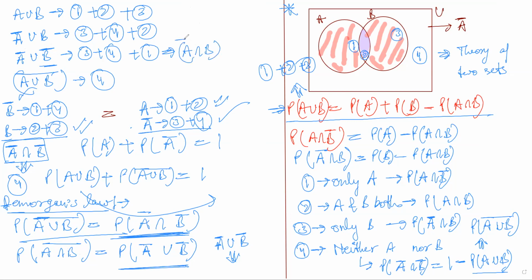A intersection B whole complement. So this whole complement basically means that first find A intersection B, which is 2, and then do not take 2. Take all the portions other than 2, which is 1, 3, and 4. Again, find out A intersection B and take the whole complement. A intersection B is 2, and if we take the complement of 2, that means 1 plus 3 plus 4.